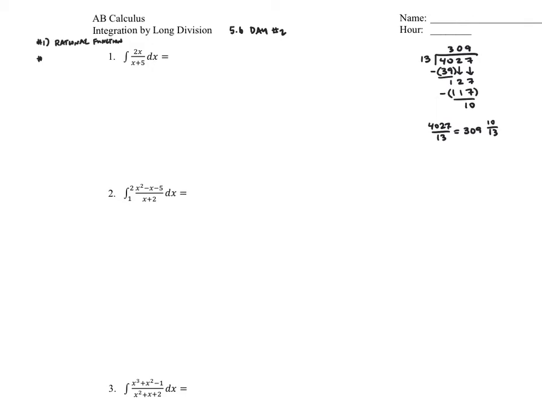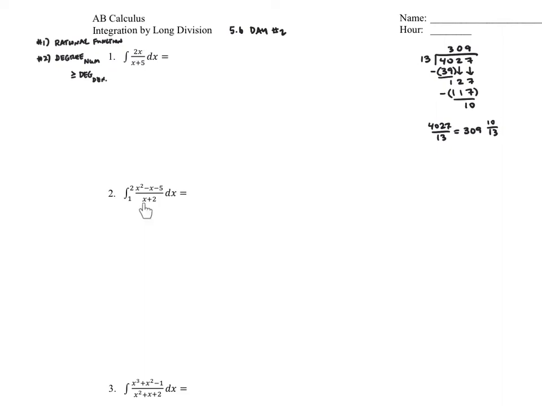Indicator number 2 is that the degree of the numerator is, oh gosh, I'm running out of space, greater than or equal to the degree of the denominator. So let's talk about that. Find the leading term. There's only one term here. It's x to the first. Degree is 1. Degree of the bottom, leading term is x to the first. So the degrees of the numerator and denominator are the same.